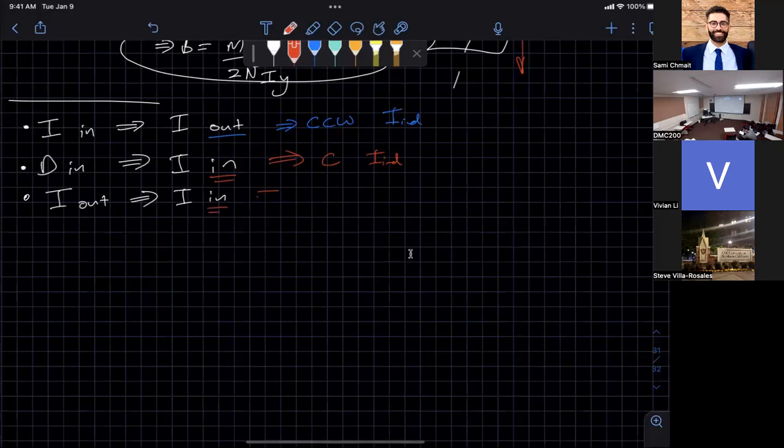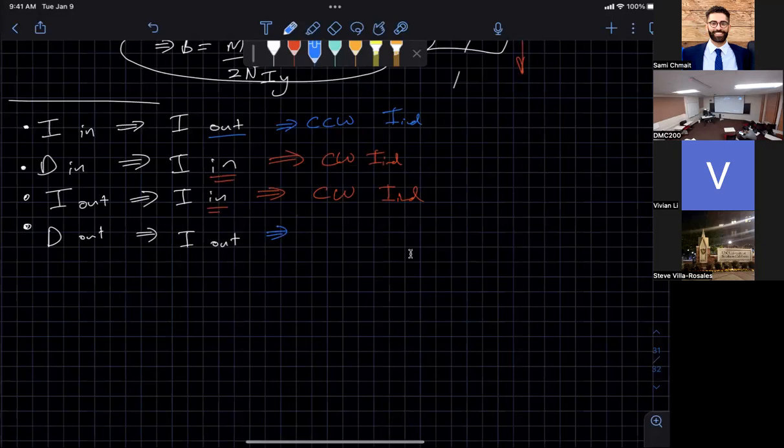Again, we see in right here, so that tells us clockwise induced current. And the last option is if you decrease the amount going out, to oppose that by Lenz's law, you're going to want to have an increased amount going out. What's important to note here is that with decreased amount going out and then increased amount going out, it's about maintaining a balance, right?